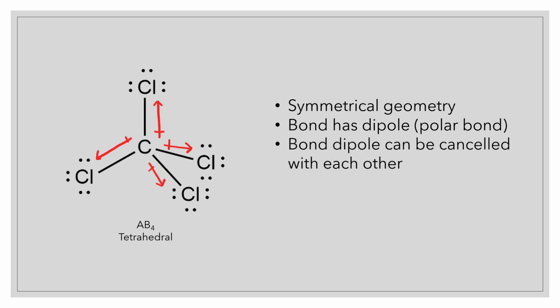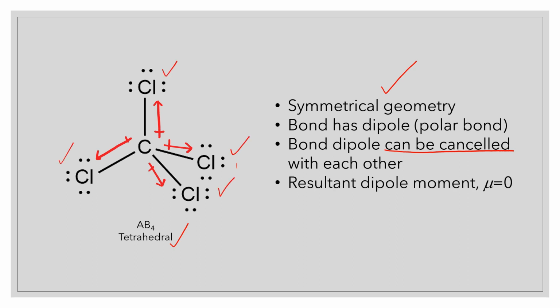And this bond dipole can be cancelled with each other. Why can bond dipole be cancelled with each other? The first, because tetrahedral is basic shapes or symmetrical geometry. And the second, because of having same terminal atoms. And resultant dipole moment mu equals to 0. So the molecule will be non-polar molecule.